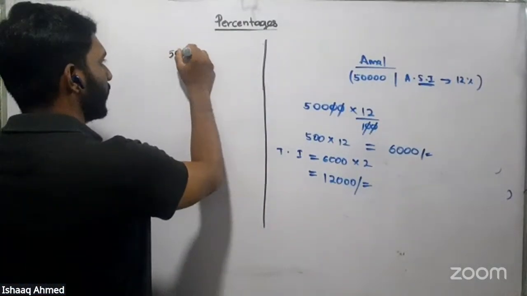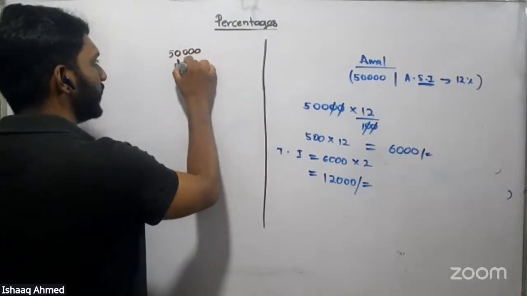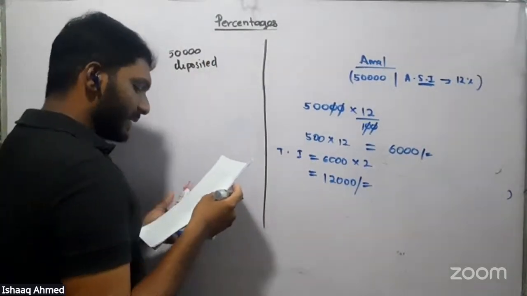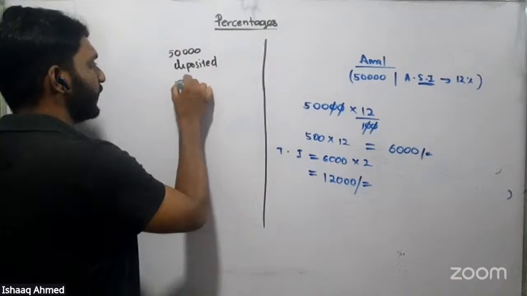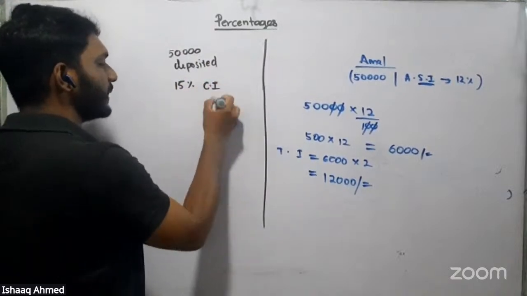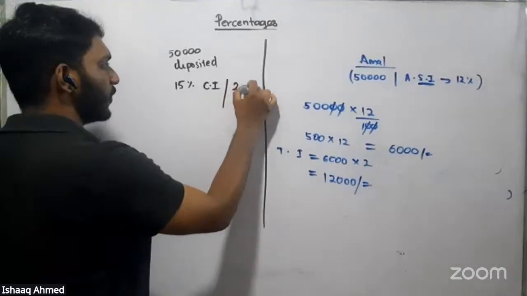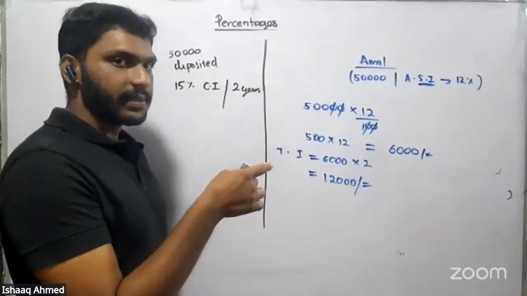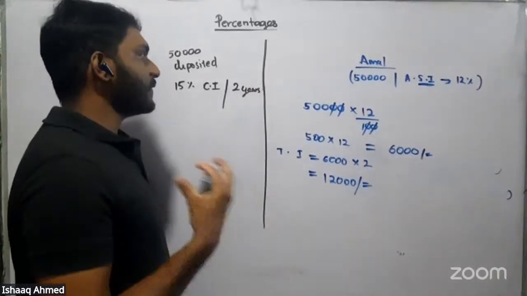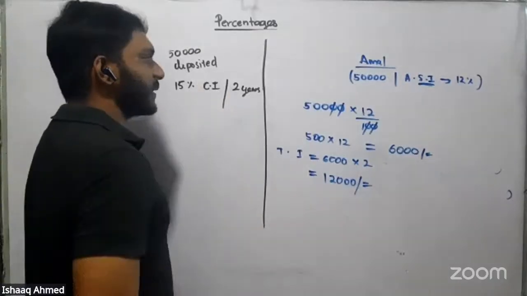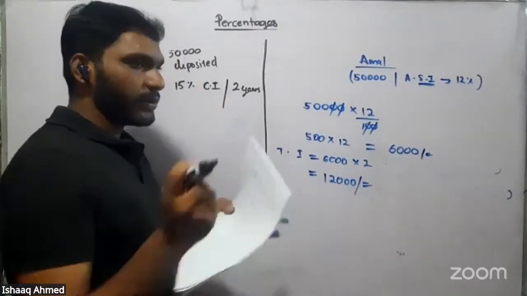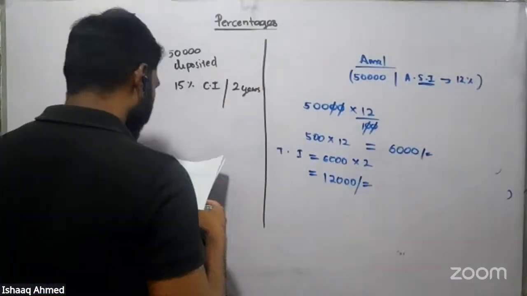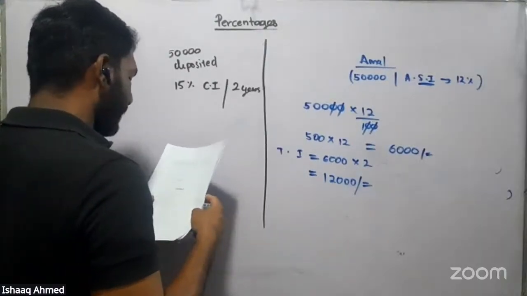So 50,000 deposited, and this bank pays 15% compound interest for 2 years. He's borrowing 50,000 with 12% simple interest. He's depositing it, which gives him 15% compound interest. This happens for 2 years. So he borrows and puts it in the bank. For 2 years, this money he took and put there. That's all. Find the amount in the account at the beginning of the second year.